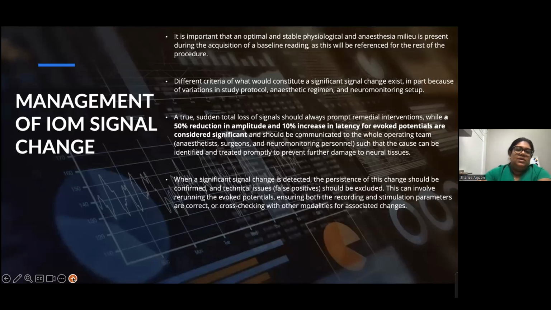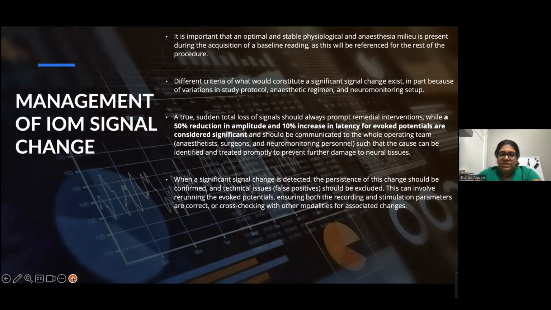So how do we manage the intraoperative signal changes? It is important that an optimal and stable physiological and anesthesia milieu is present during the acquisition of a baseline reading, as it will be referenced for the rest of the procedure. Different critical criteria of what would constitute a significant signal change exist, in part because of the variations in study protocols, anesthetic regimen, and neuromonitoring setup. A true sudden loss of signal should always prompt remedial interventions, while a 50% reduction in amplitude and a 10% increase in latency for evoked potentials are considered significant and should be communicated to the whole operating team such that the cause can be identified and treated promptly to prevent further damage to neural tissues.